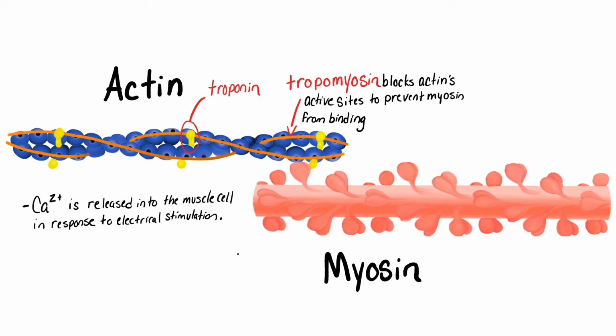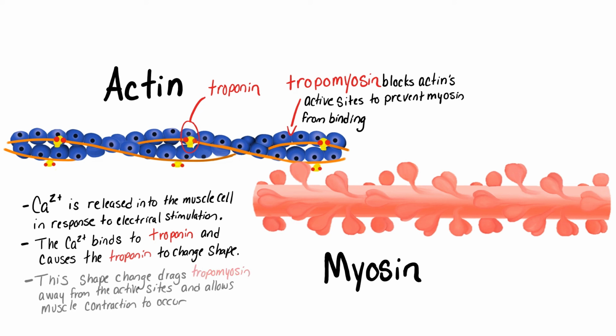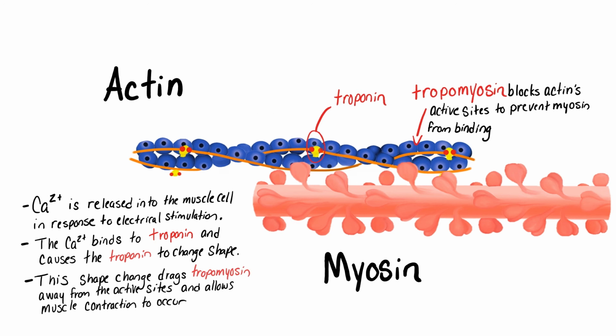The calcium binds to the troponin, which makes the troponin change shape and move. But the troponin is attached to the tropomyosin, so when the troponin moves, the tropomyosin gets dragged along with it, revealing the active sites, which is what allows the muscle contraction to occur.